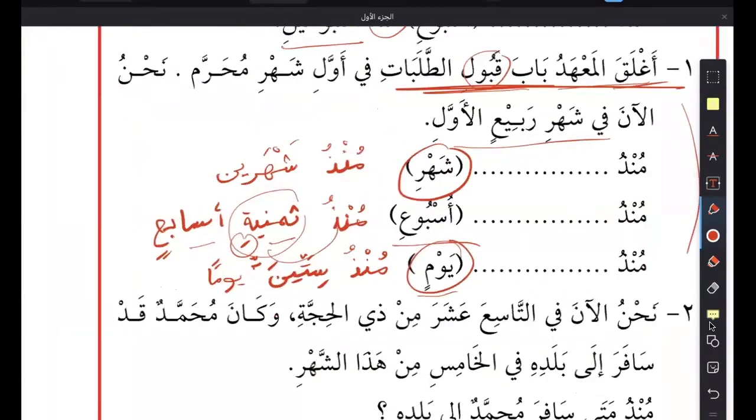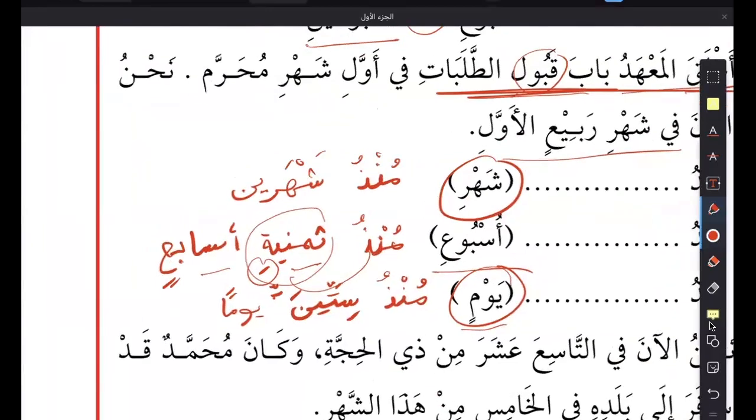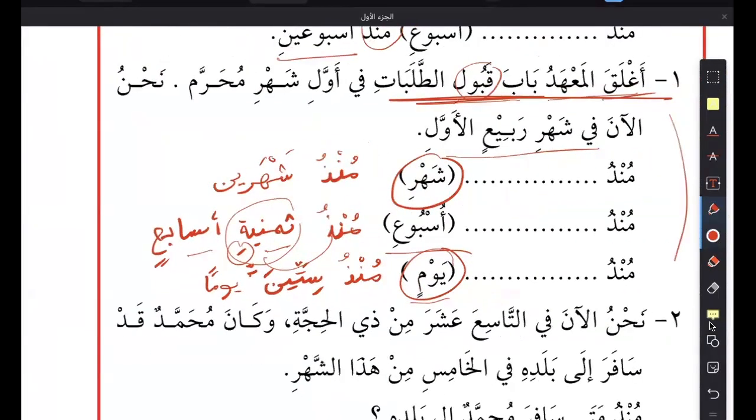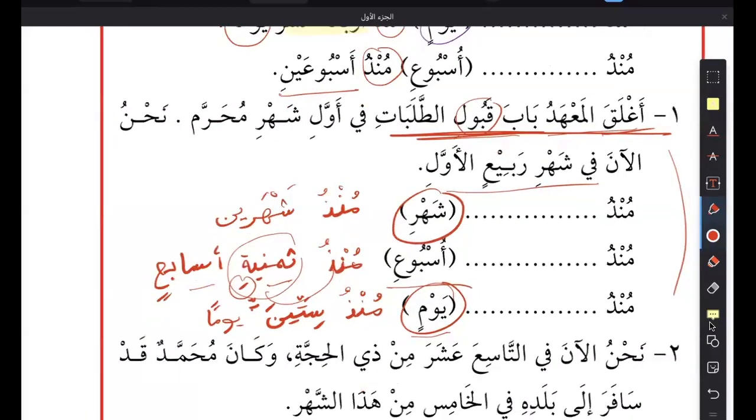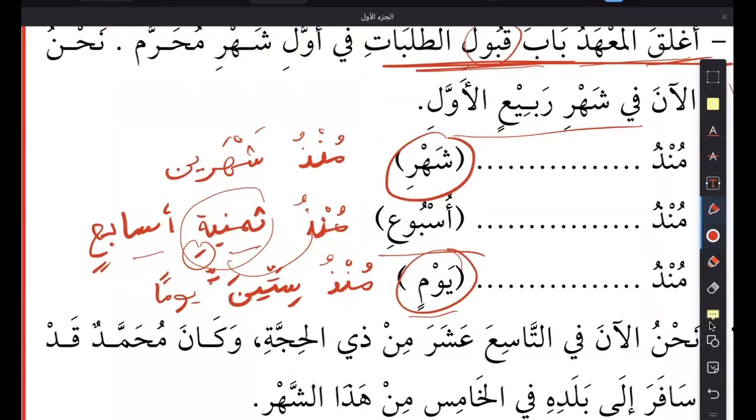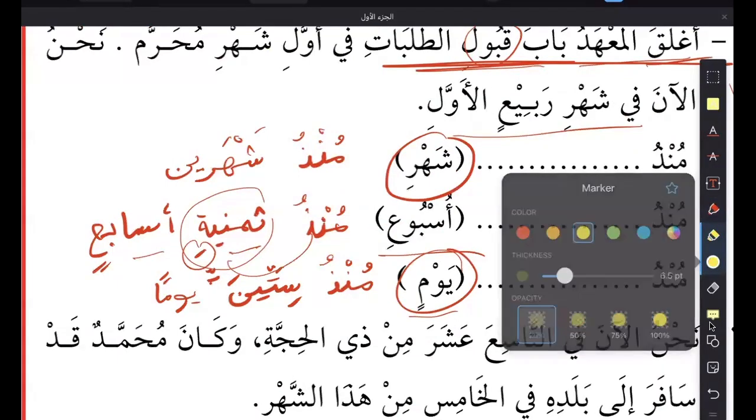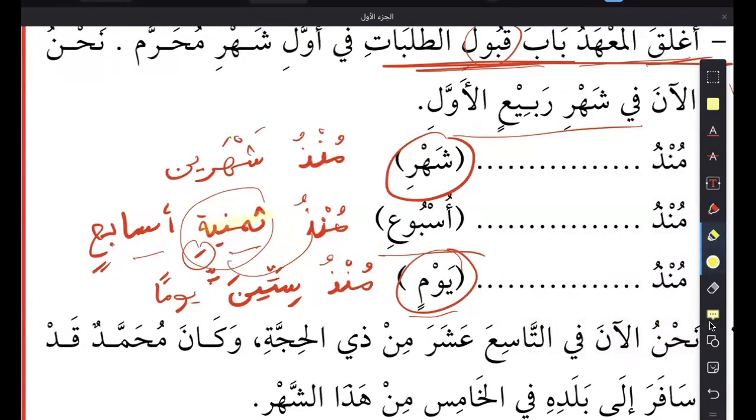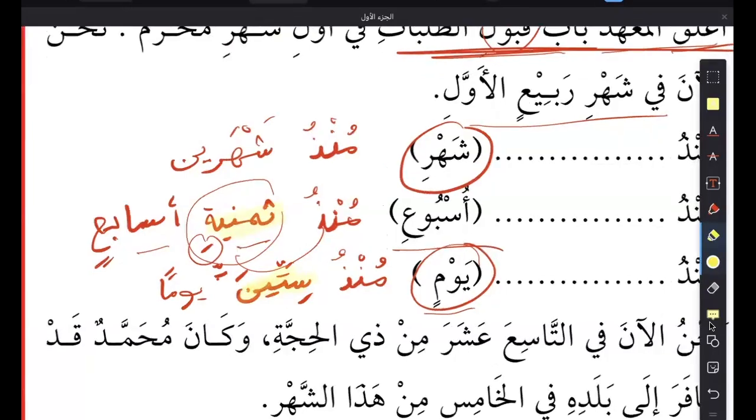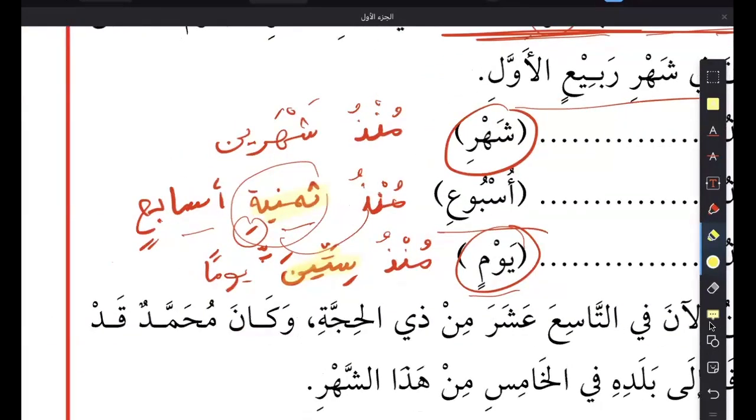And just a quick note, what is adad and ma'adud? Basically, it's very simple. The adad is the number that you are saying, for example ثمانية or ستون here. These are عدد, and the معدود is the one that you are describing with the number. So it will be أسبوع, and it will be يوم.